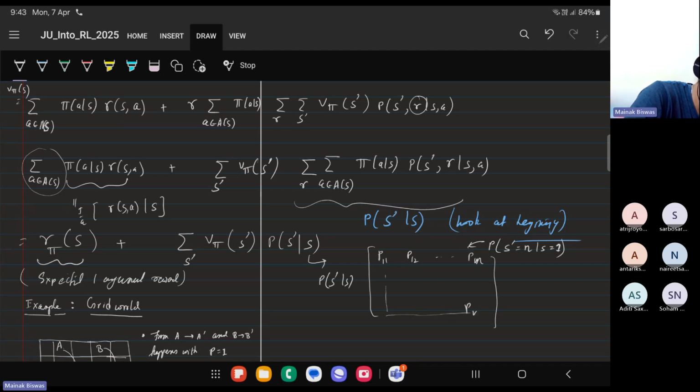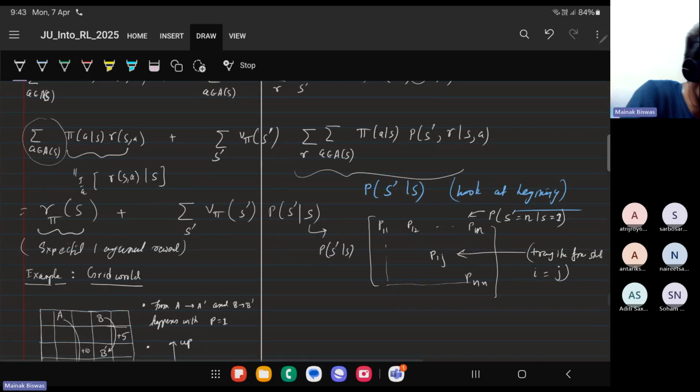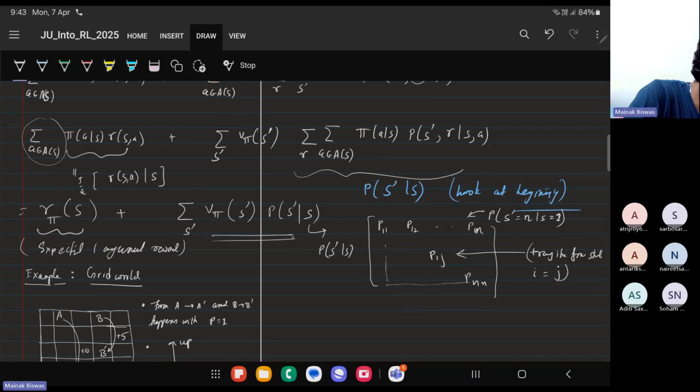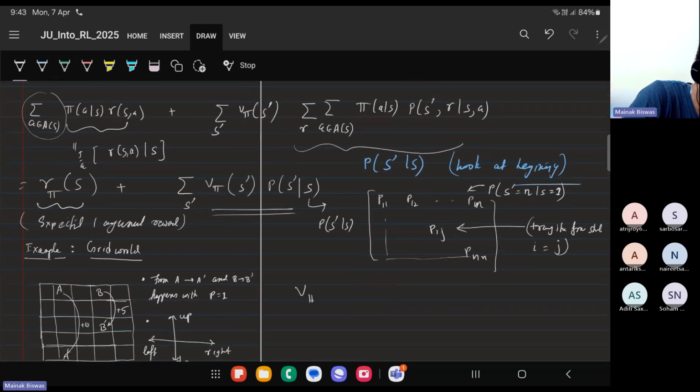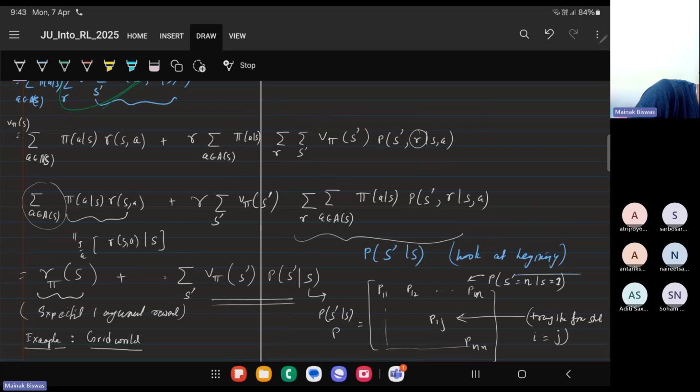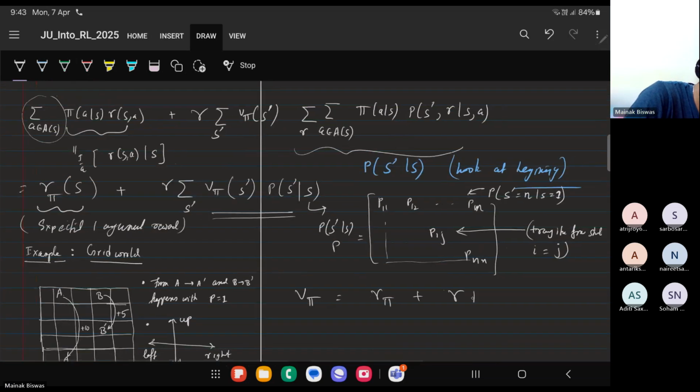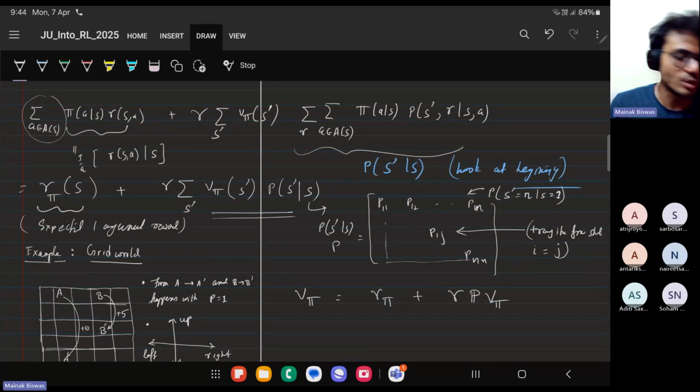Can anyone tell me what I will write this as? Transition, we did it last day, from state I to J. So do you agree? If I write for all S, can I write V pi is equal to R pi plus, there's a gamma as well, I forgot the gamma, sorry, gamma P into V pi. Do you agree?